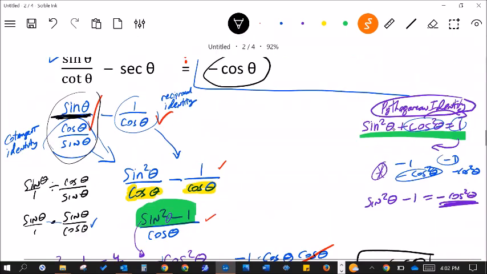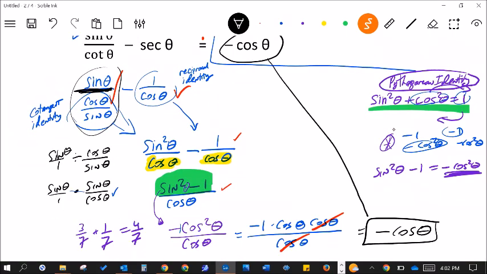So these two are equal. And because they're equal, it means check. This is verified as a true identity.